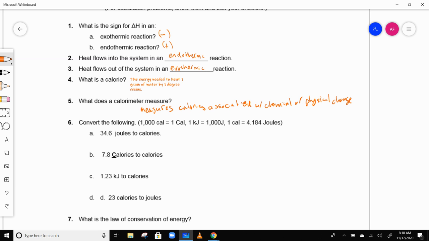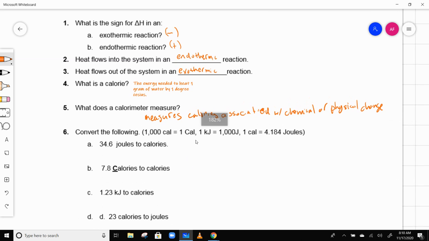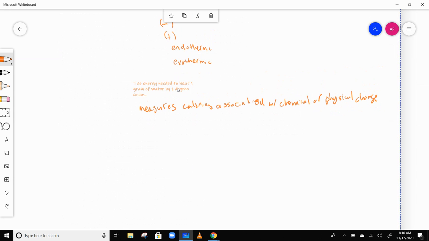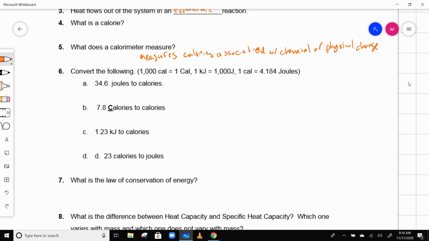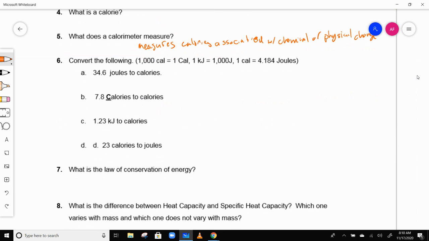Okay, let's convert the following. I wish that would just stay there, but whatever. We're just going to forget it. Okay, joules to calories. So 34.6 joules, and 1 calorie is 4.184 joules. And you get 0.827.